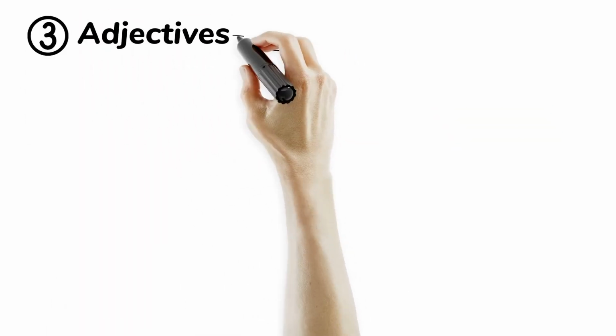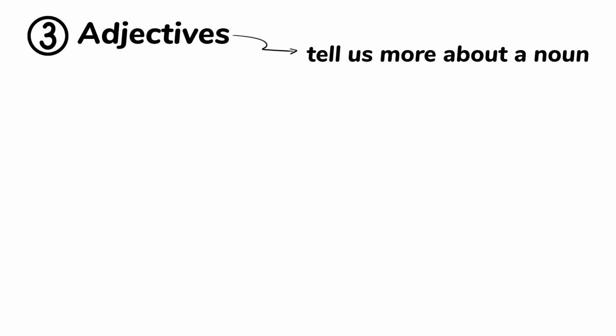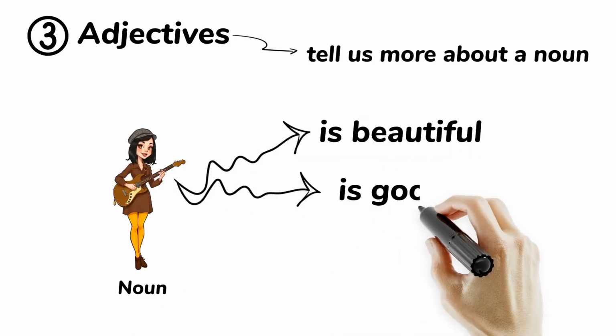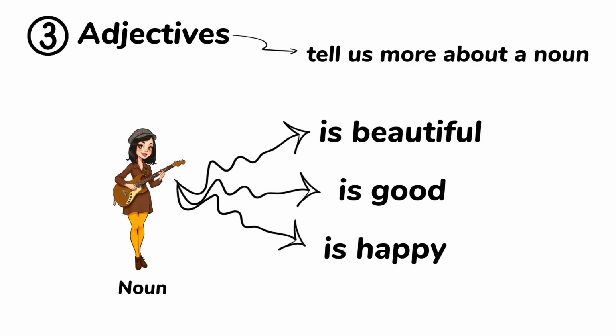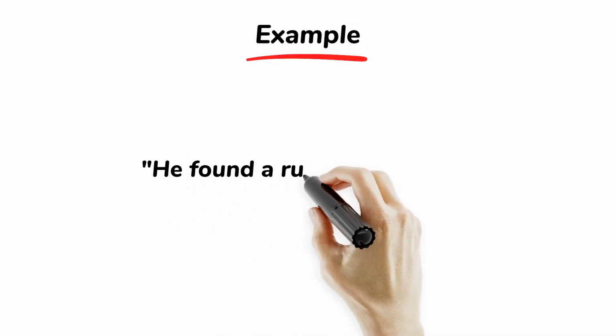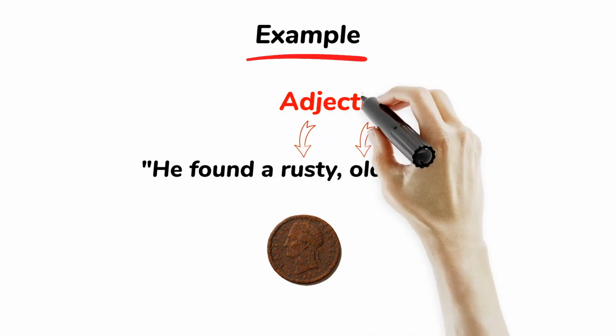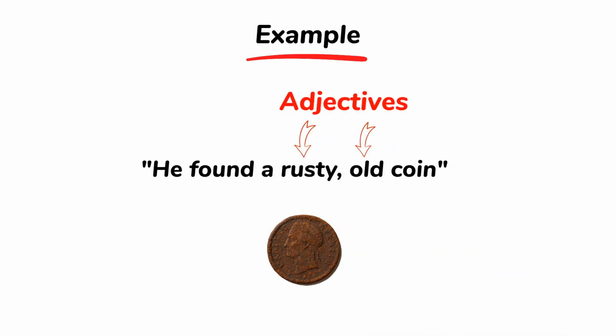Now for adjectives. Adjectives are words that tell us more about a noun. They help us know what something looks like, feels like, or sounds like. Let's look at an example. He found a rusty old coin. In this sentence, the words rusty and old are adjectives. They tell us more about the coin, what kind of coin it is. Adjectives help you imagine things better by adding details.